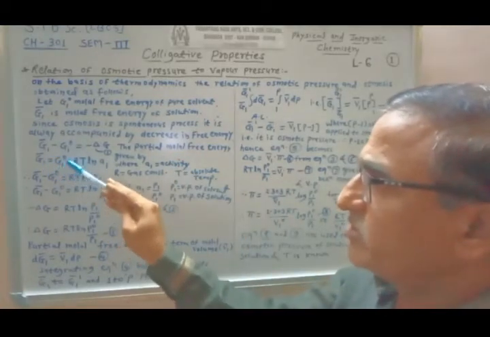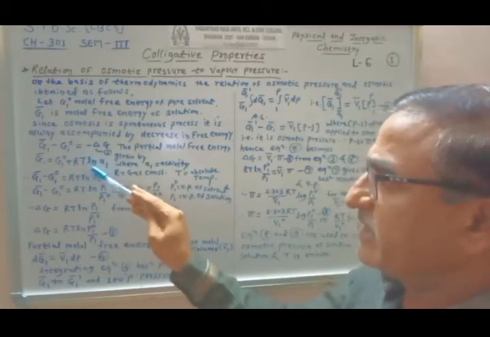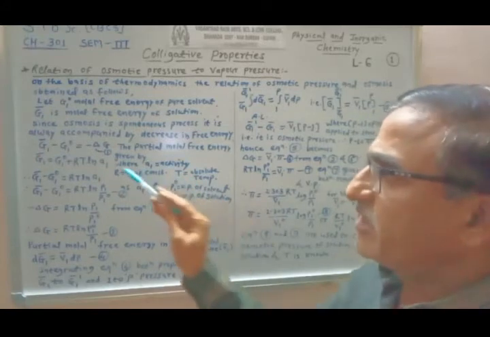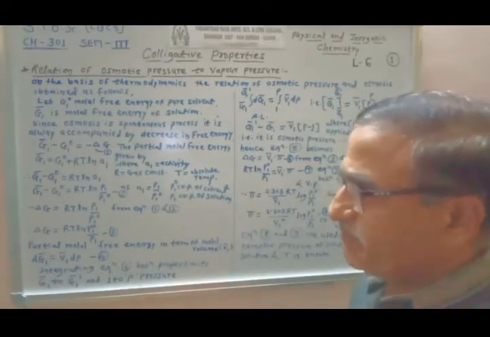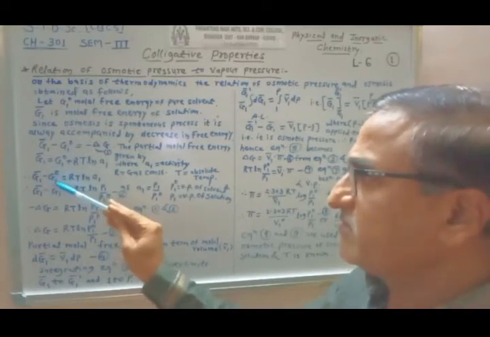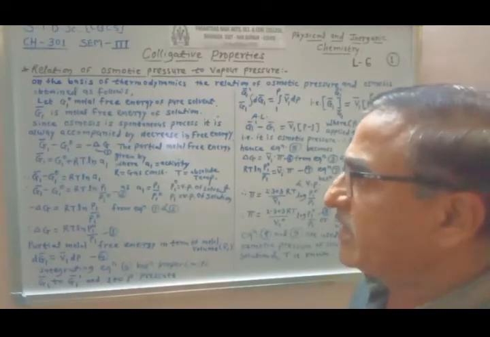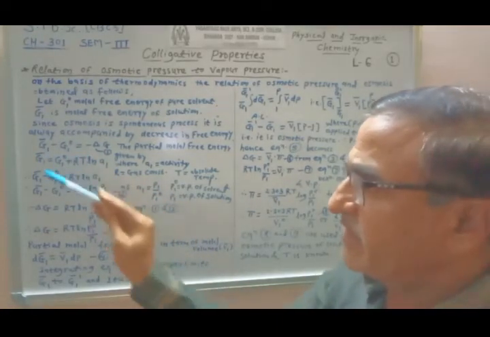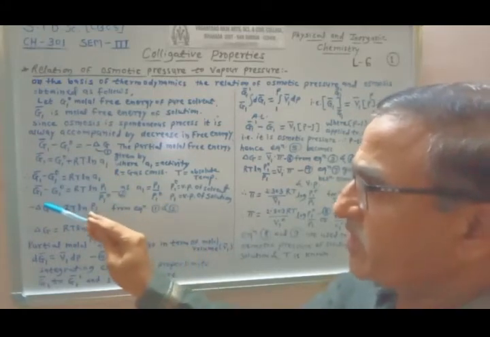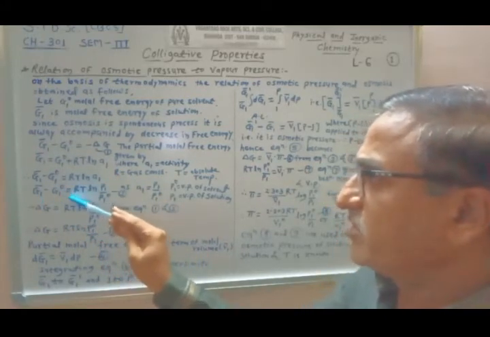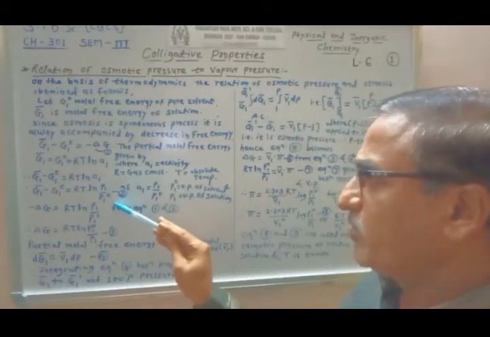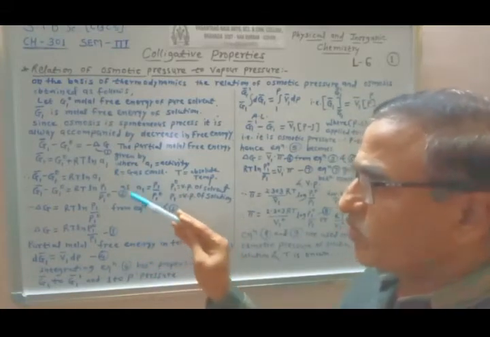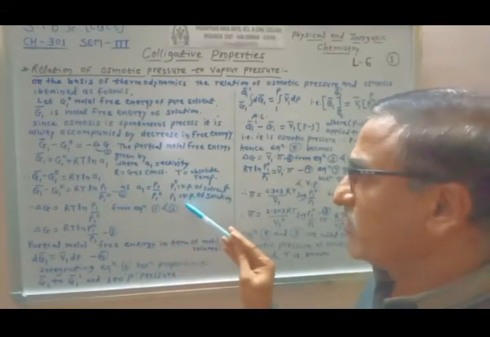G1 bar is equal to G10 plus RT ln A1, where A1 is the activity, R is the gas constant and T is the absolute temperature. Therefore, G1 bar minus G10 is equal to RT ln A1. So, taking G10 to this side, we get this equation: G1 bar minus G10 is equal to RT ln P1 upon P10, where P1 is the vapor pressure of that solution, and P10 is the vapor pressure of the solvent.